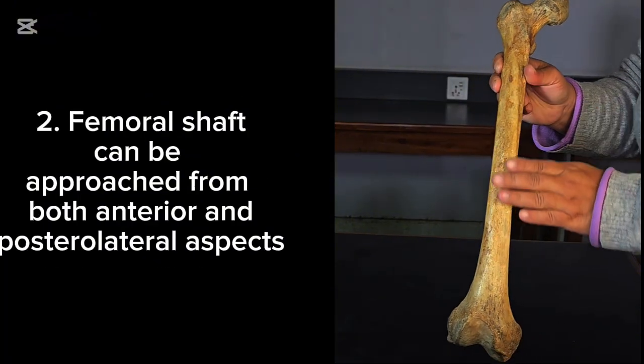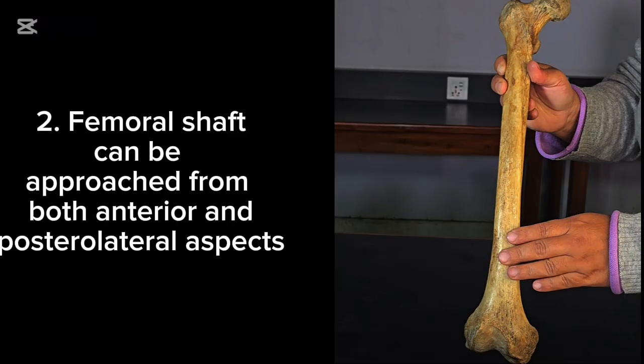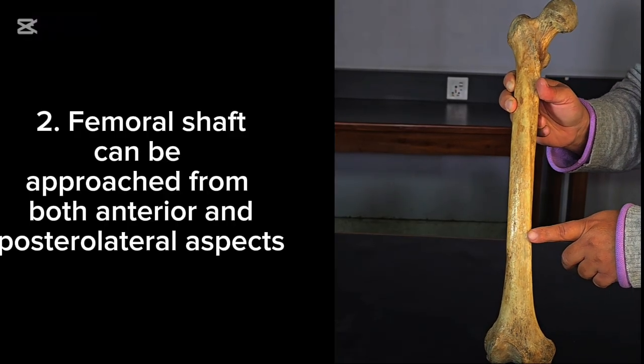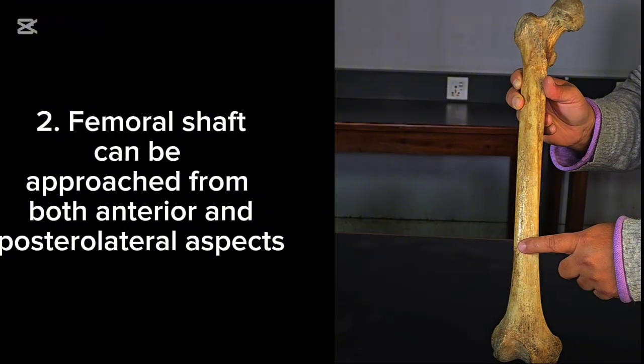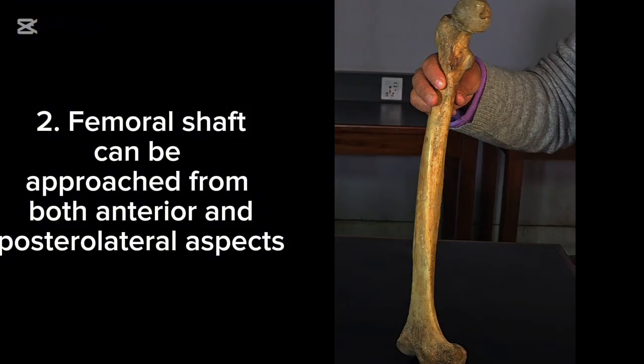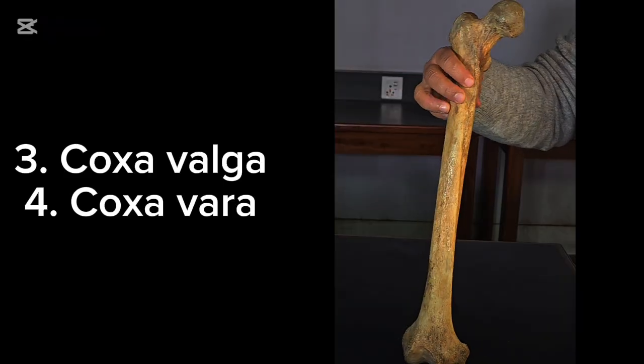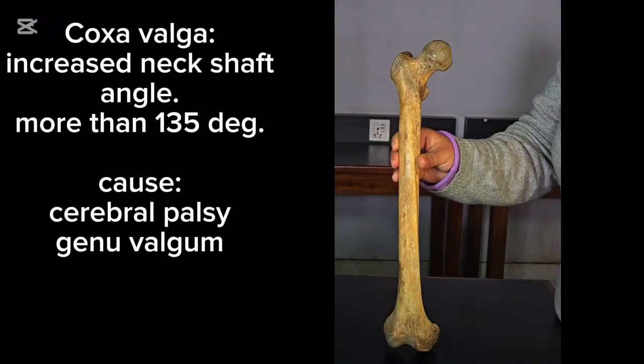Femoral shaft can be approached during surgery from the anterior aspect by approaching vastus intermedius and incising the muscle vertically down to the bone. The shaft can also be approached from the posterolateral aspect. Coxa valga and coxa vara.